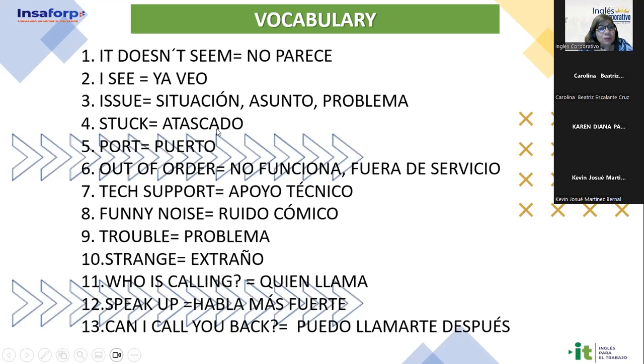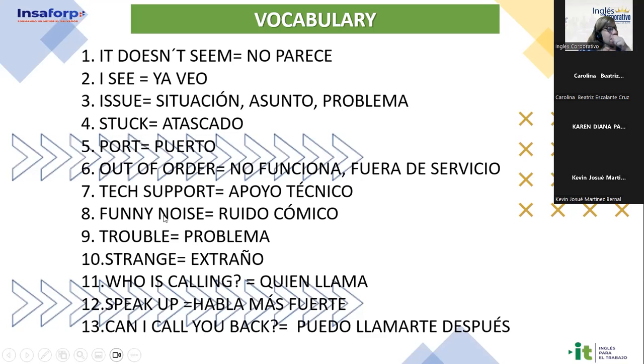Okay, a jam. What is a jam? Mostly it is with the printer. We're going to see. Port is puerto, pero no de la libertad, right? Puerto adonde se conecta. Un puerto de la computadora. Okay, port. Out of order is no funciona, fuera de servicio. It's out of order. It's not working. You say the computer is out of order, or you can say the computer is not working. It's the same.